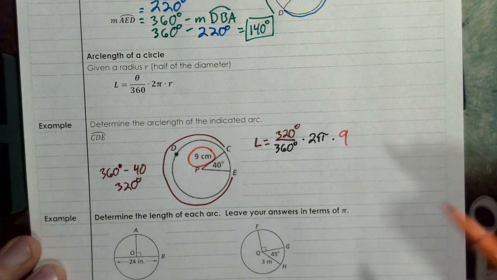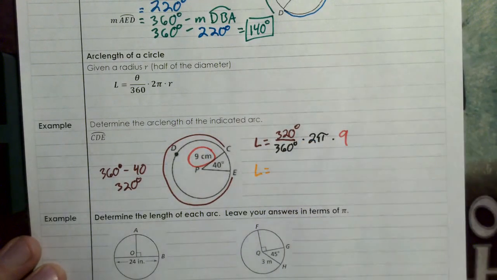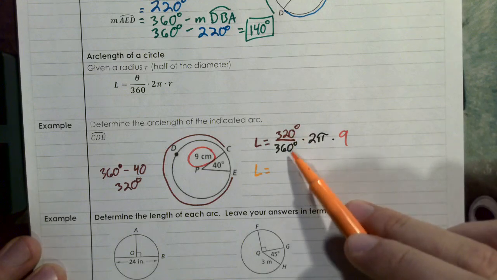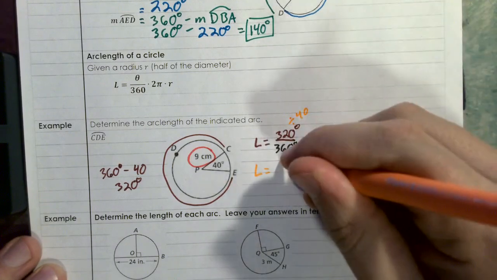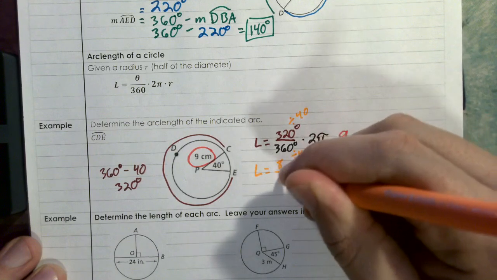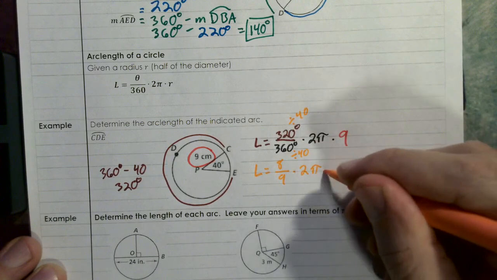I can do a little bit of simplifying if I really wanted to. 320 divided by 360. I can divide both of these numbers by 40. 320 divided by 40 is going to be 8. And 360 divided by 40 is going to be 9. So times 2 pi times 9.